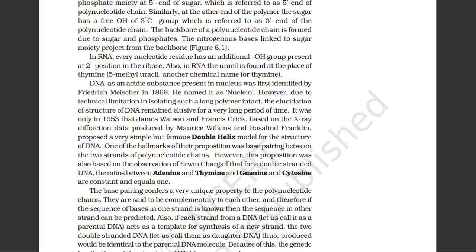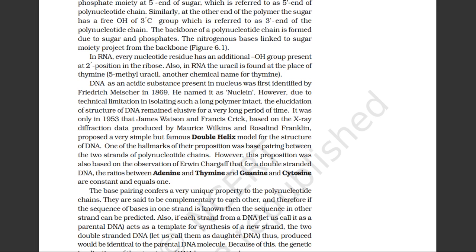One of the hallmarks of their proposition was base pairing between the two strands of polynucleotide chains. However, this proposition was also based on the observation of Erwin Chargaff that for a double-stranded DNA, the ratios between adenine and thymine and guanine and cytosine are constant and equal 1. The base pairing confers a very unique property to the polynucleotide chains.